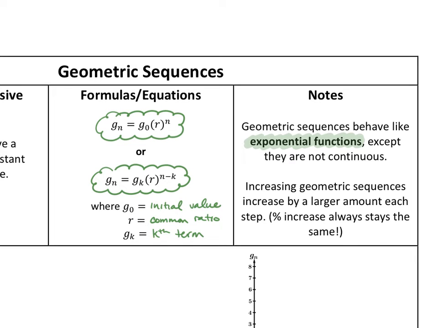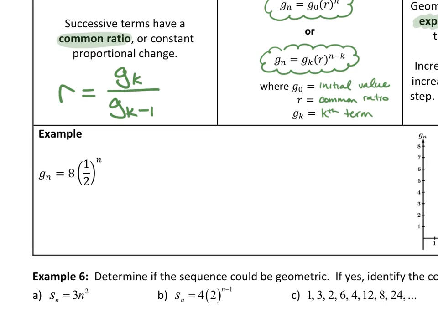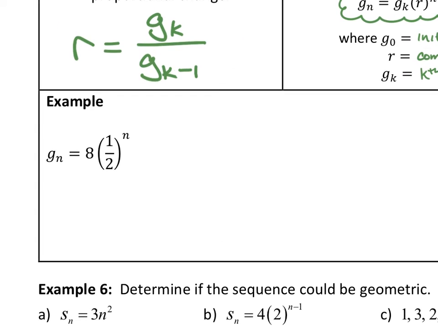Increasing geometric sequences increase by a larger amount each step, but the percentage increase always stays the same. Really meaning we are going to be multiplying, or multiplying by a fraction, dividing, each time we get new numbers in these sequences. So for example, g sub n is equal to 8 times 1/2 raised to the n. We're going to graph this, but just like before, we want to have a table of our values, n and g sub n.